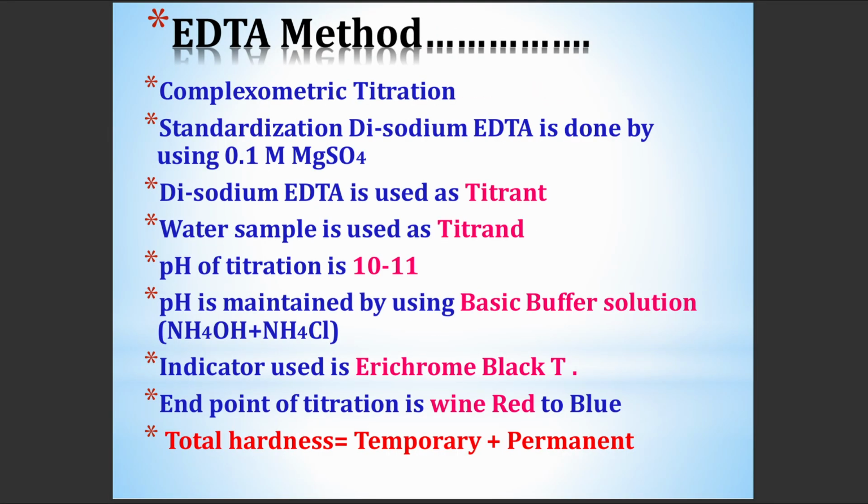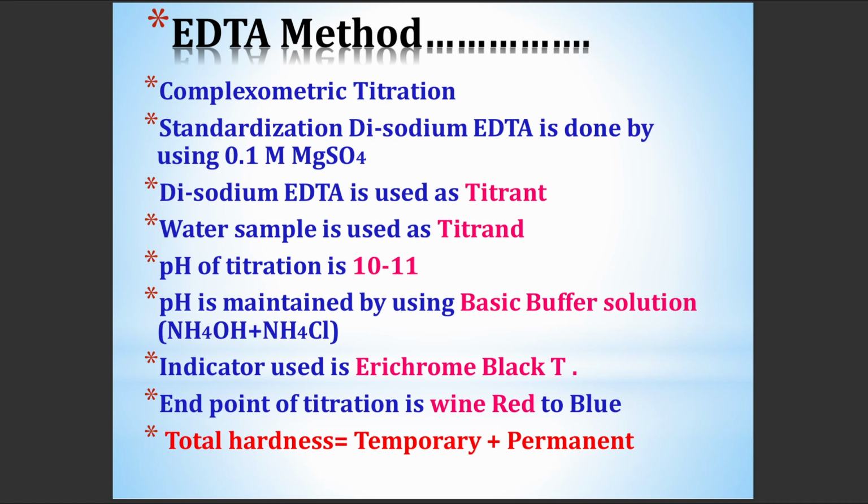Okay, so let us discuss how to determine the hardness of a water sample. The hardness of a water sample is determined by using the EDTA method. EDTA stands for ethylene diamine tetraacetic acid. This is a complexometric titration because when we add the EDTA from the burette into the metal ions of the water sample, there is a formation of a complex. Hence, this titration is called a complexometric titration.